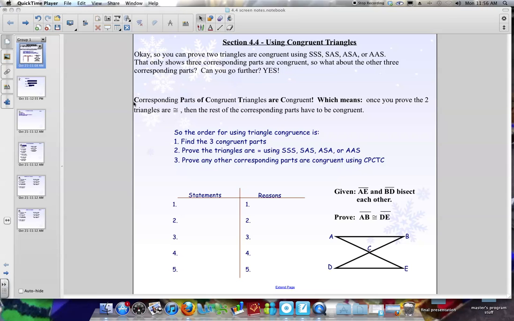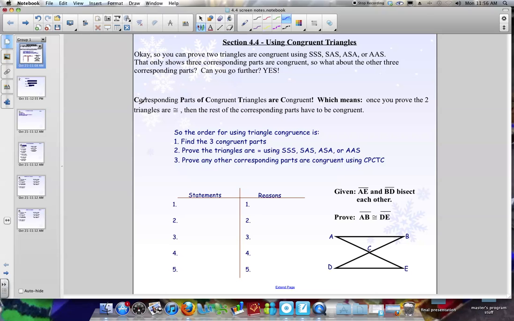They are congruent because of a theorem called corresponding parts of congruent triangles are congruent. We abbreviate it CPCTC. Okay? CPCTC means that after you prove 2 triangles are congruent, then you can say the rest of the corresponding parts are congruent.